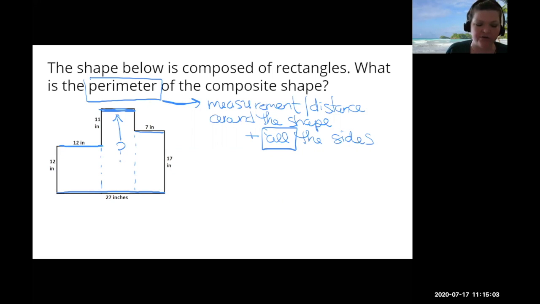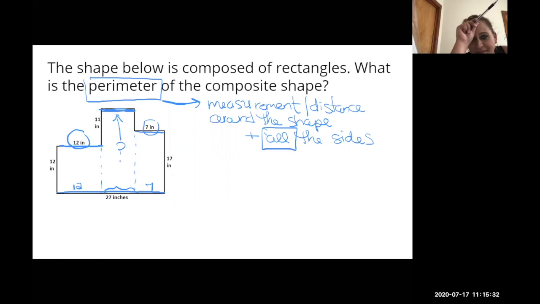What Stephen knows is that the opposite sides of rectangles have the same length. Now, even though this whole thing isn't a rectangle, it's composed of rectangles. I can break it into rectangles. So if this side is 12, then over here is 12. And if this side is 7, then over here is 7. So I can use that information to find this missing piece right here. Then how long would that piece be?